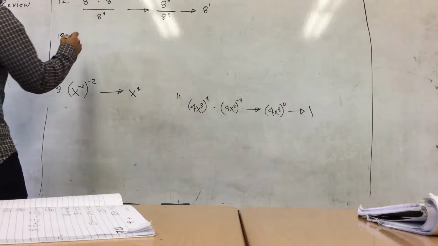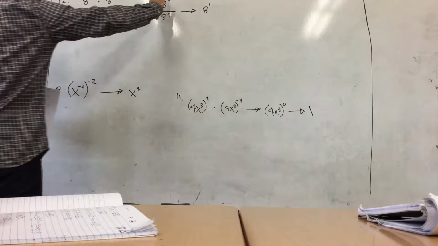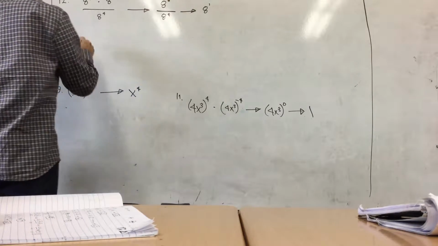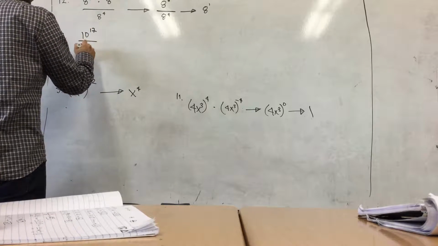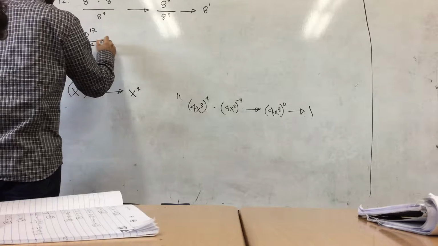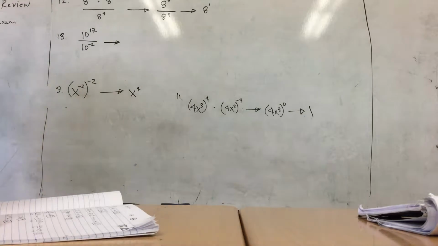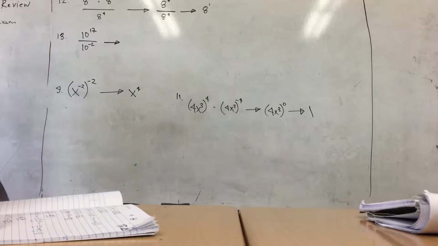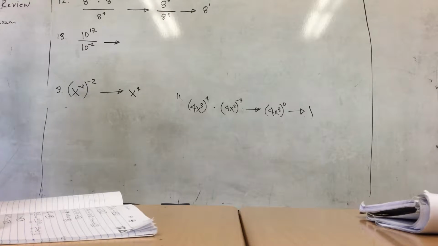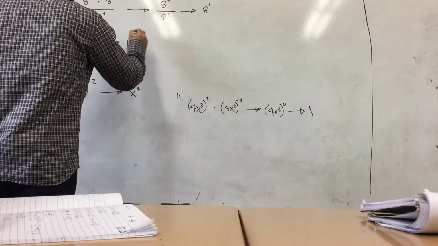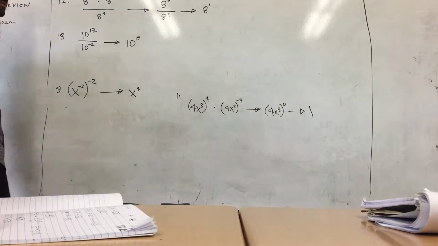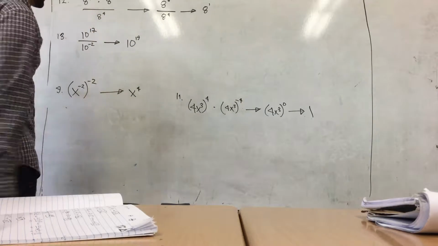Okay, I think you guys are fine with that. Do you need another example like this? All right, if I gave you something like that, it would definitely be 19. Okay, 17 minus -2 is 19. Go ahead.